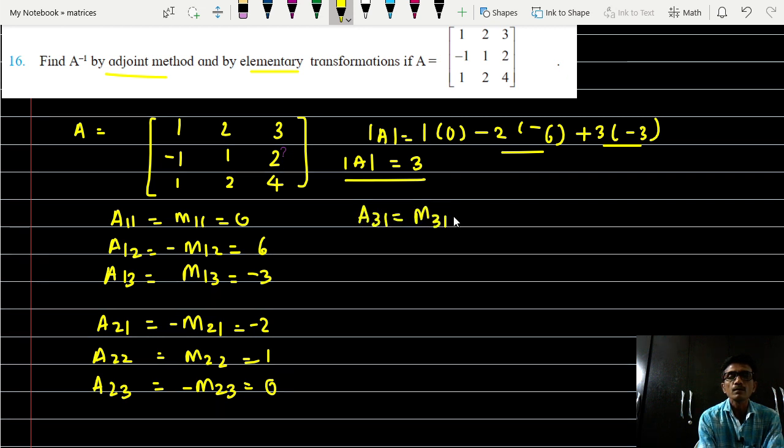फिर A31, N31 which is थर्ड रो और फर्स्ट कॉलम, 4 - 3 आएगा 1. A32 is equal to minus of N32, which is थर्ड रो और सेकंड कॉलम छोड़ना है: 1, -1 और 3, 2. व्हाट इज द एक्सपेंशन?